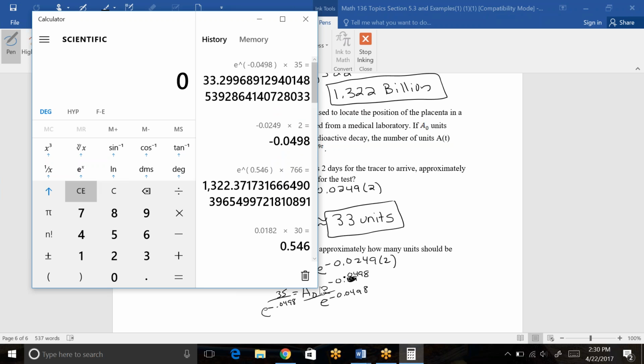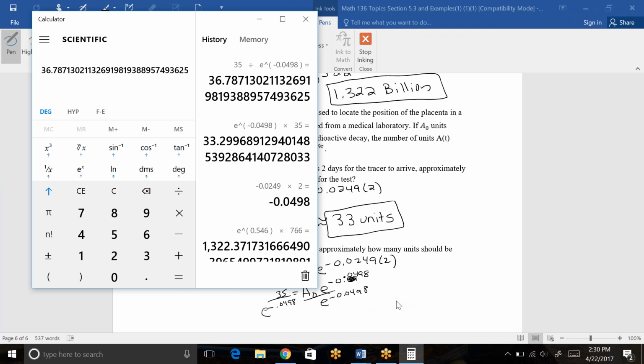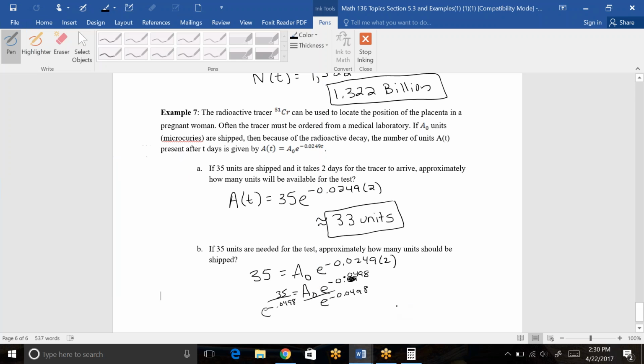So 35 divided by, go ahead and type in my exponent. You guys will probably have to type in the E first. Raise to the power and hit enter. I'm going to have to order about 37 units because you can't order 36 and you can't order 36.7. You have to round up so that you have enough.